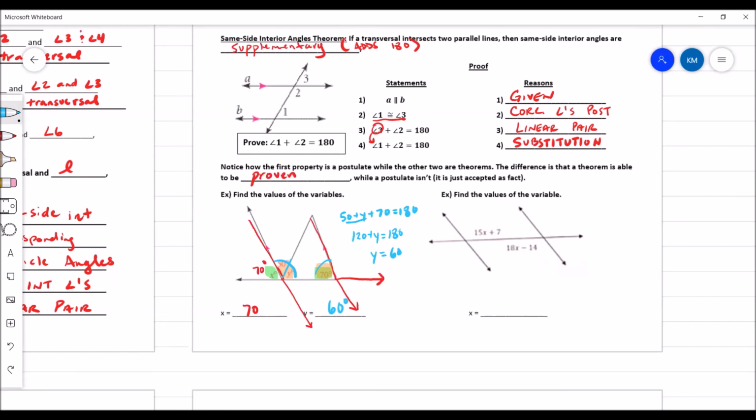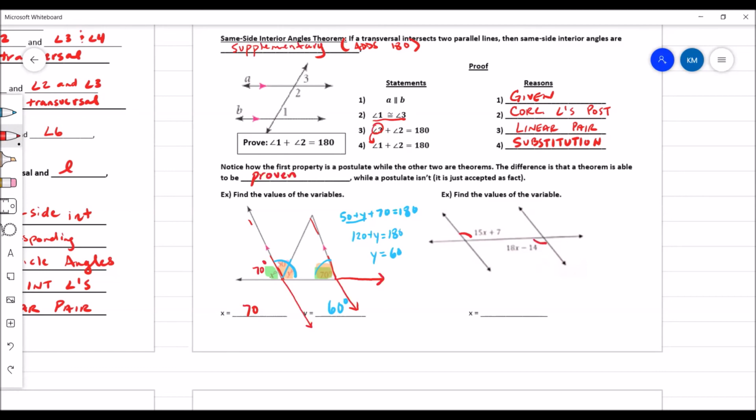Okay, you'll notice here, as I erase this, that we're given that these lines are parallel. Number 2, we have 15x plus 7 and 18x minus 4, which seem to be here and here. That's what I would think.